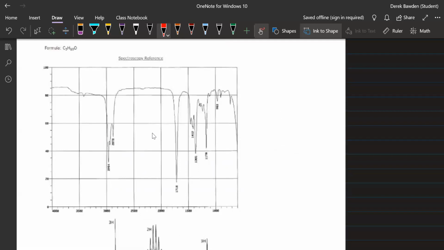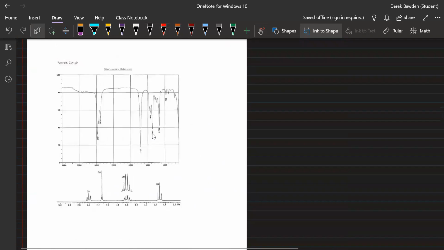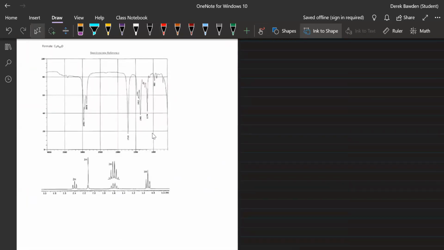So here's some spectroscopy practice. I'm going to zoom out here a little bit. So we have a chemical formula, we have an IR spec, and an HNMR spec. So what's this 1716 going to be here? On the 1700s, it's going to be a C double bond O.